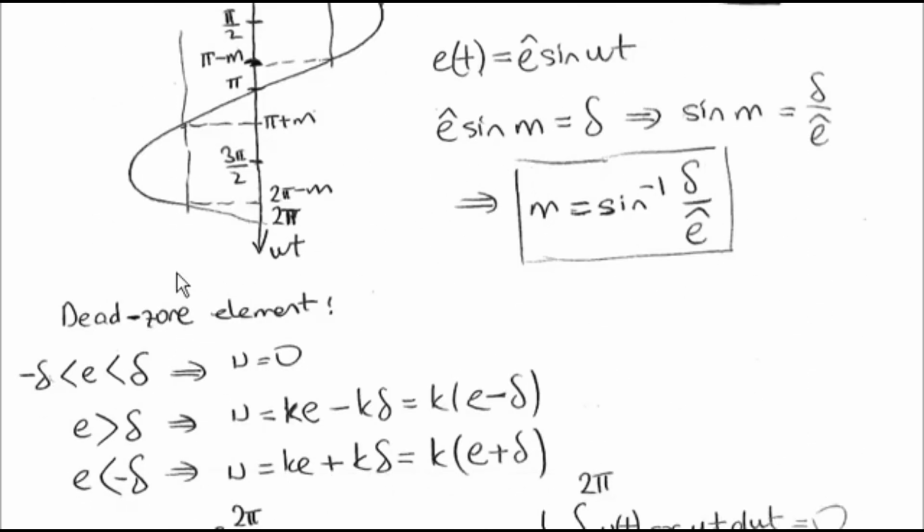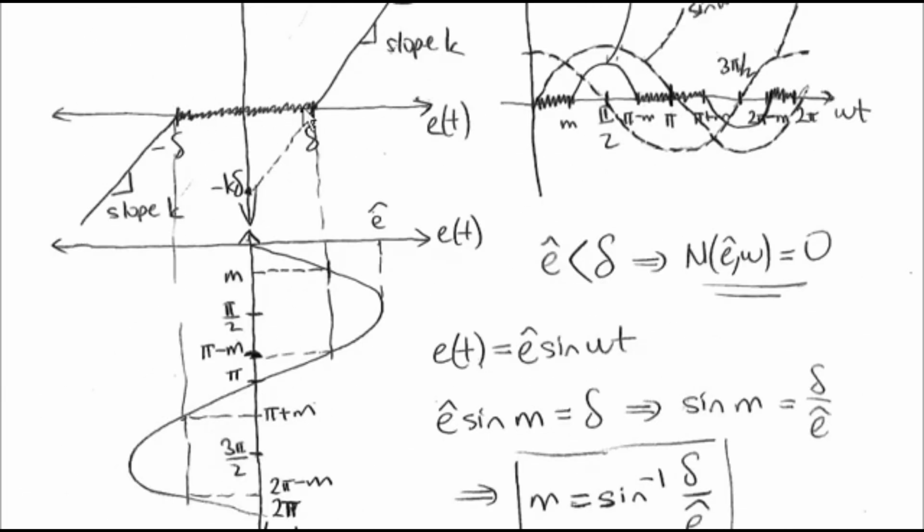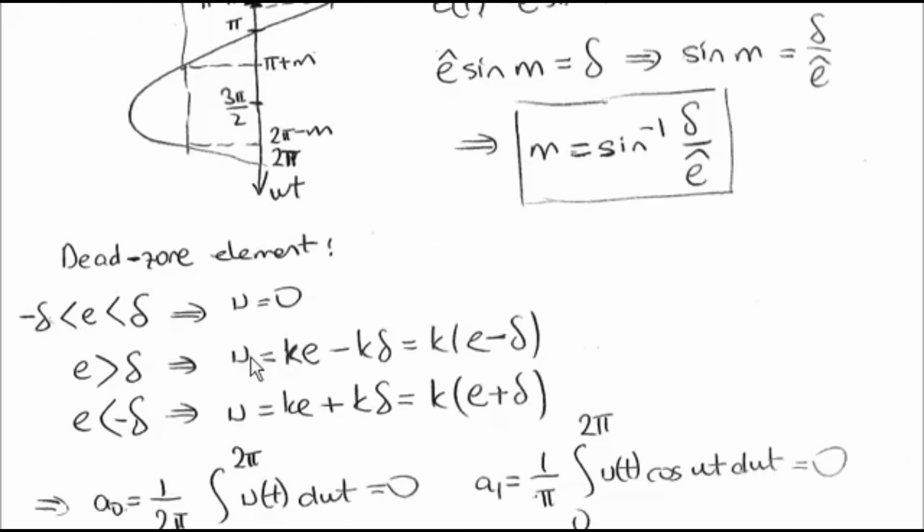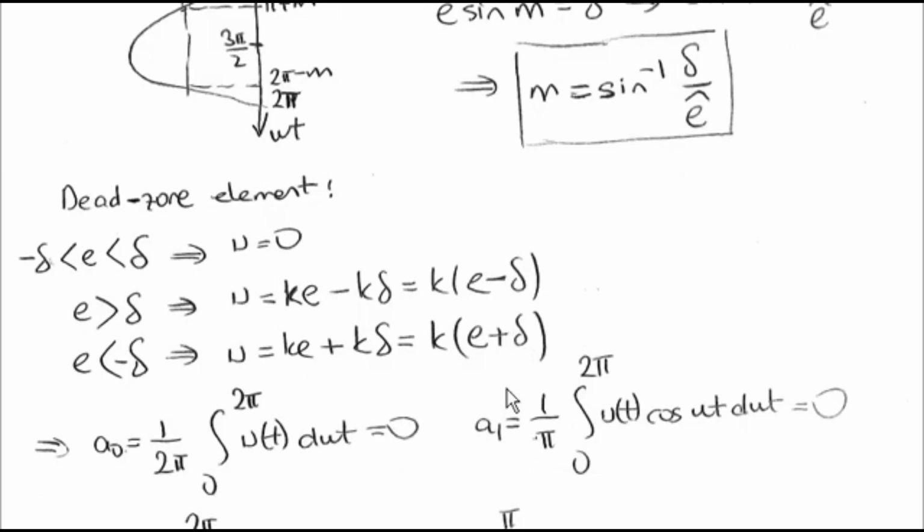So now I obtain the dead zone element equations here. If e is between minus delta and delta, then the output is equal to 0 for that zone element. And if e is larger than delta, then I have u equal to k times (e minus delta). And if I have the other condition, if e is smaller than minus delta, in that case I would have u equal to k times (e plus delta). So now we are actually ready to calculate these coefficients.